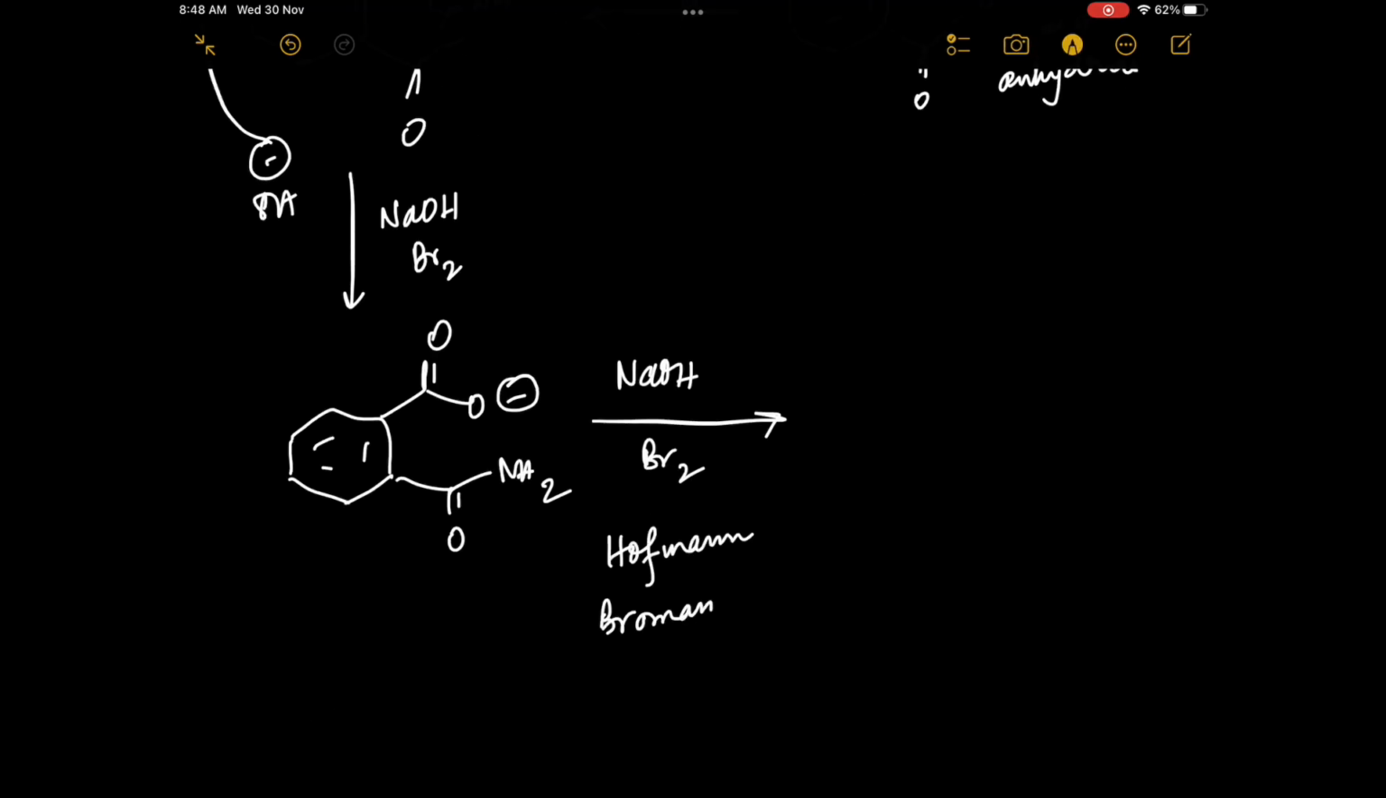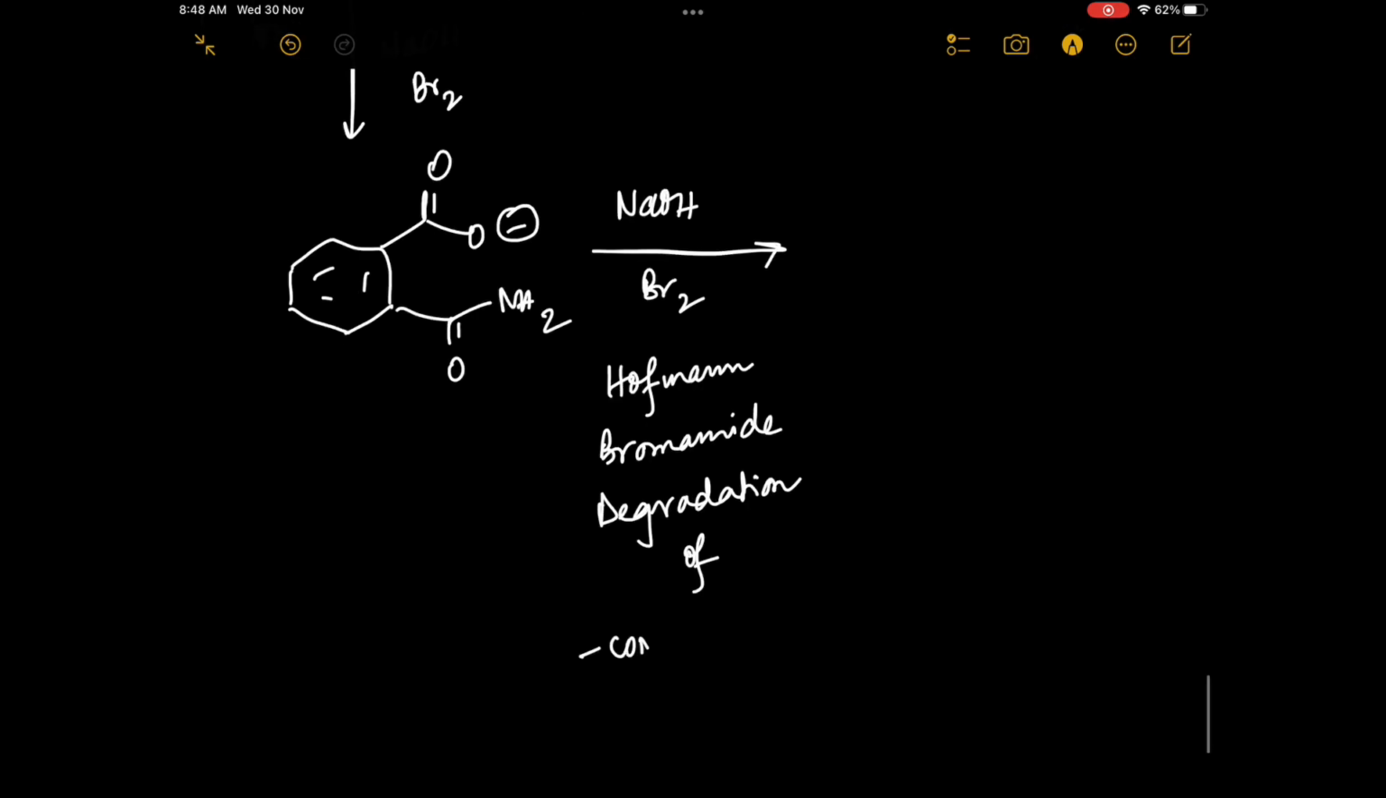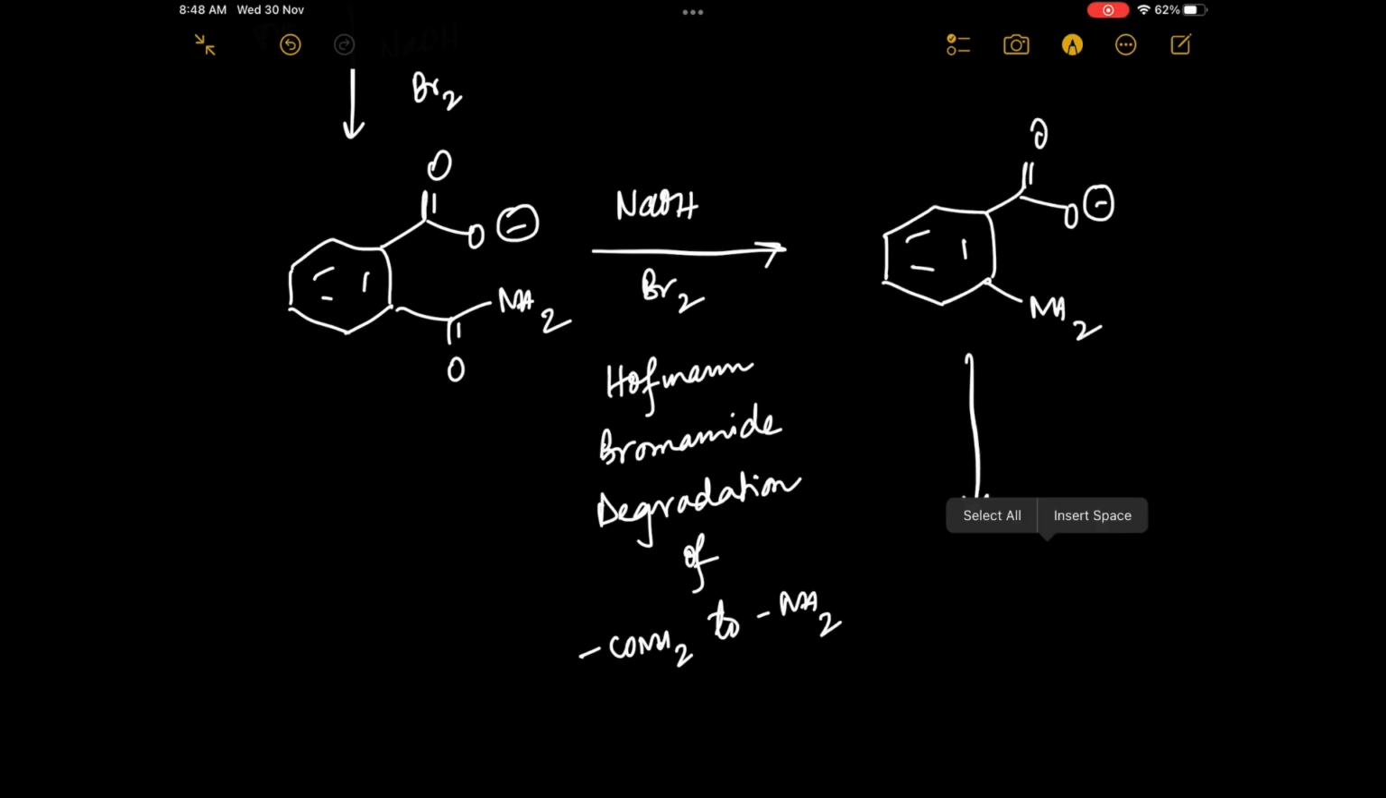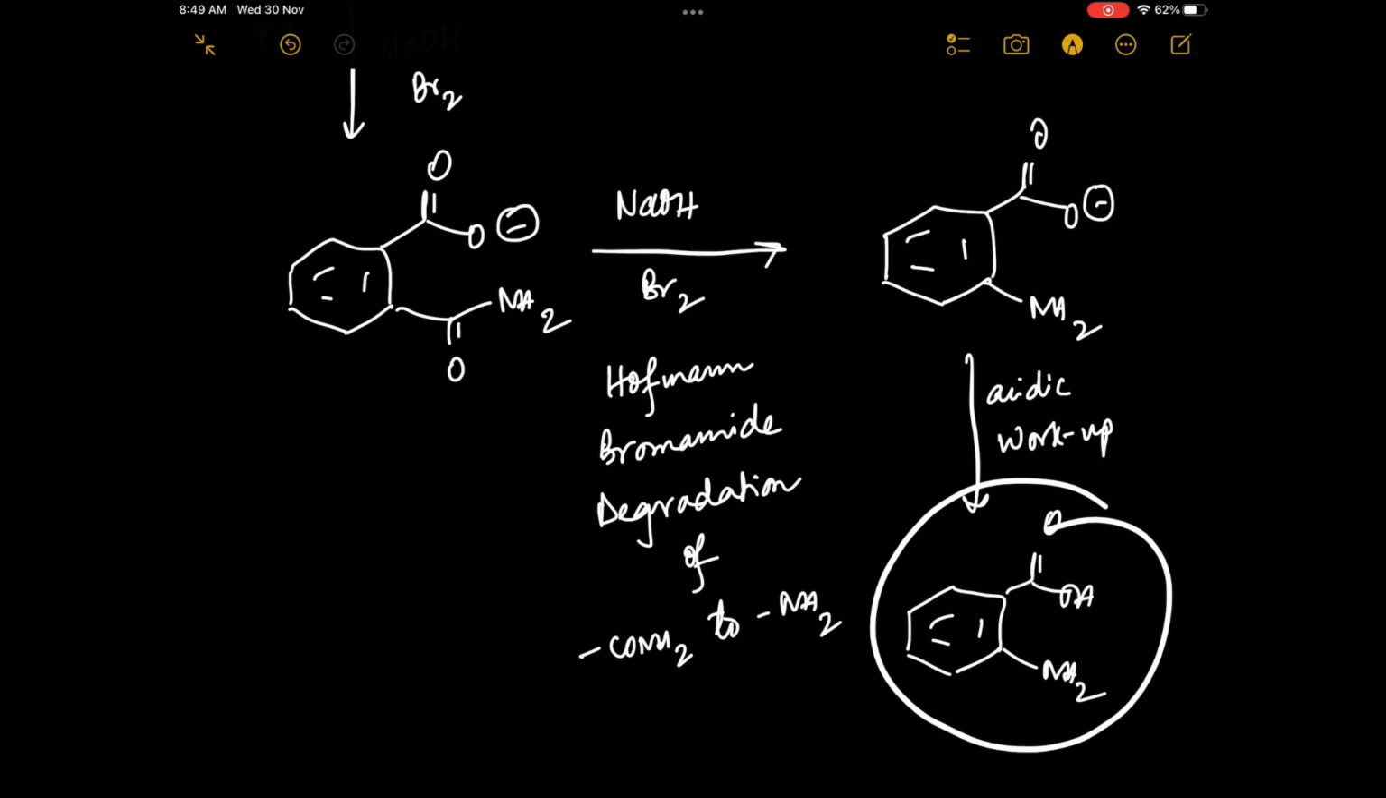After that, the NaOH and Br2 form NaOBr, which undergoes the Hofmann bromamide degradation, that converts the amide, the C=O NH2, to the amine, NH2. Hence we get the C=O minus and NH2, and after acidic workup in the last step we get our desired product, which is the anthranilic acid.